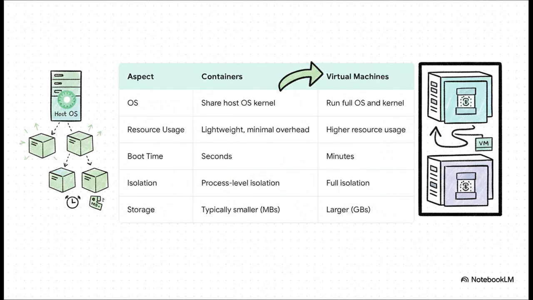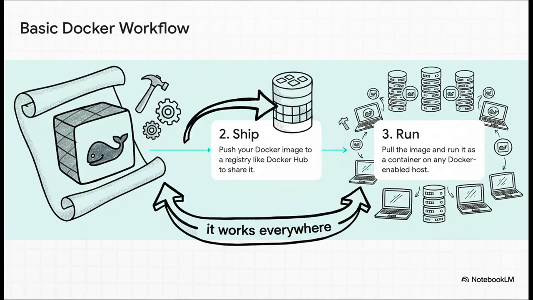It's a huge difference. And this is the workflow it gives you, and it's so beautifully simple. First, you build your container image using a kind of recipe called a Dockerfile. Then you ship that finished image up to a shared library like Docker Hub. And from there, anyone can run that exact image on any computer that has Docker installed. That whole "it works on my machine" problem, gone. It's replaced with "it works everywhere," period.